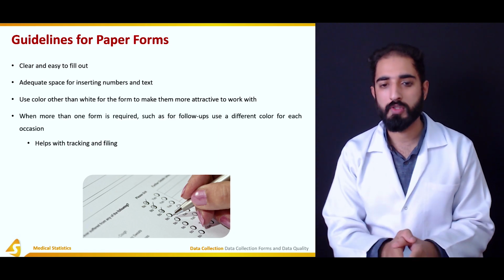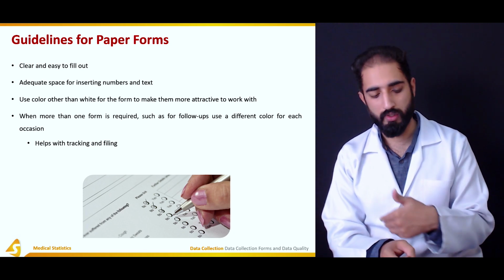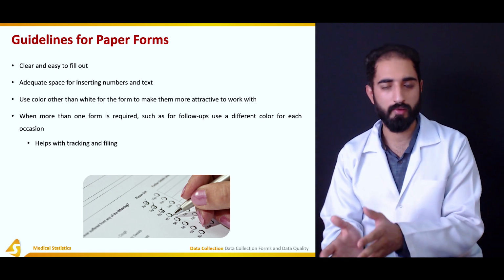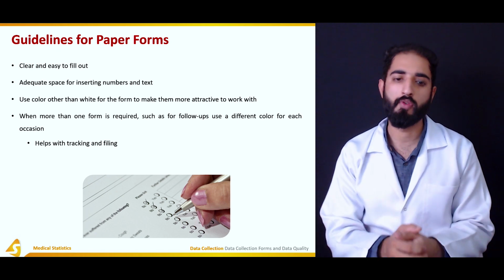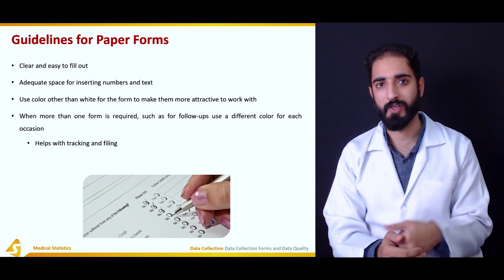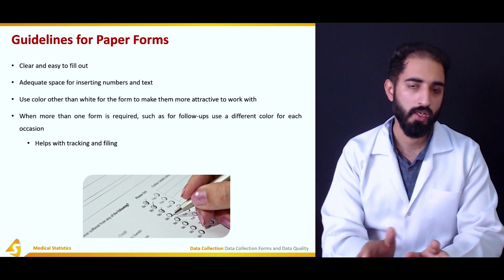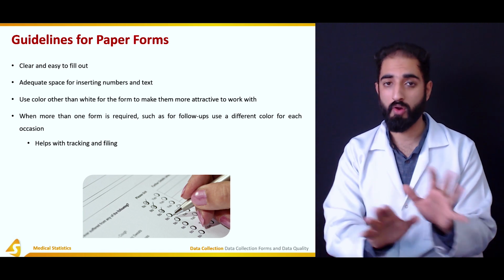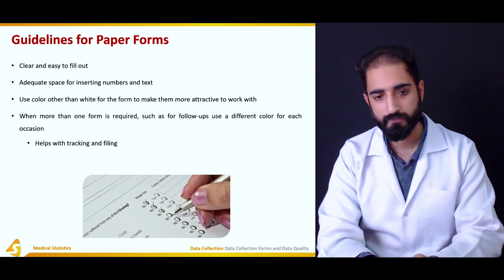When more than one form is required, such as for follow-ups, for example, you are doing a study in which there is a baseline analysis, then there is a short-term analysis and a long-term follow-up analysis, use a different color for each occasion of the form. So it would be easy for you to identify, okay, this one is the baseline, this one is the short-term, this one is the long-term follow-up. And it helps a lot, believe me, when it comes to tracking and filing your data.